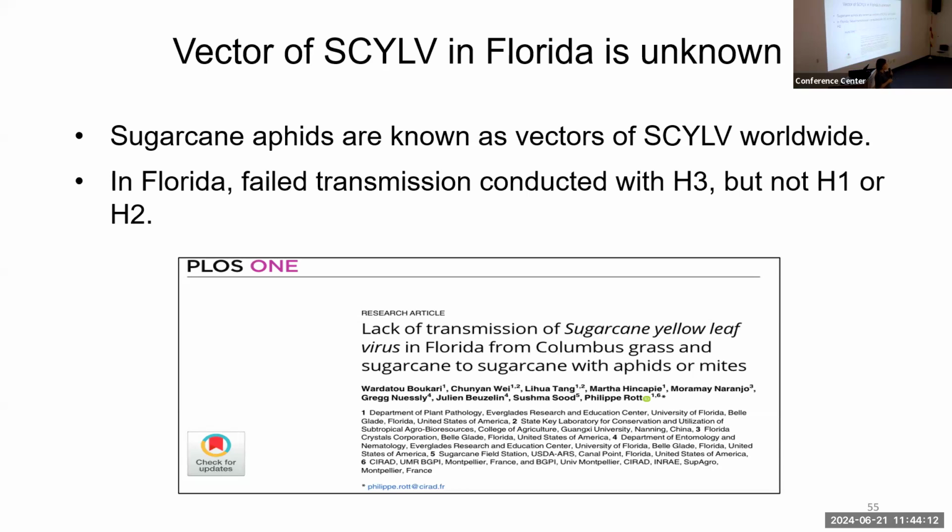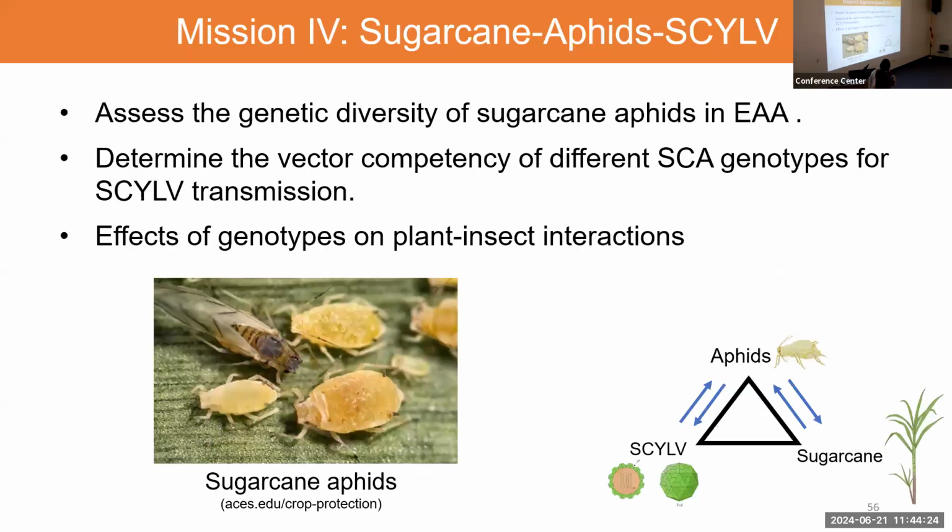And now, as we know, we have 3 different sugarcane aphid genotypes in the area, and worldwide, they have discovered 6 genotypes. So what we are going to do here is first assess the genetic diversity of sugarcane aphids in the Everglades Agricultural Area to see how many genotypes we have in this area. And we are going to use different genotypes of sugarcane aphids to determine their vector competency.